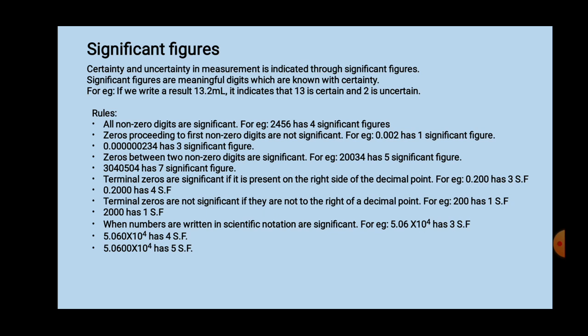numbers are uncertain. It may vary person to person. It may differ from one person to another person based on his or her observation. Okay, but the 13 number will not vary. It is a certain number. I hope you understood the concept.